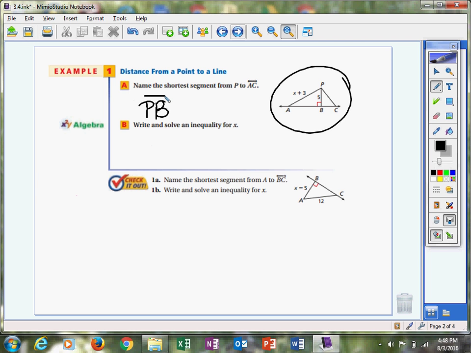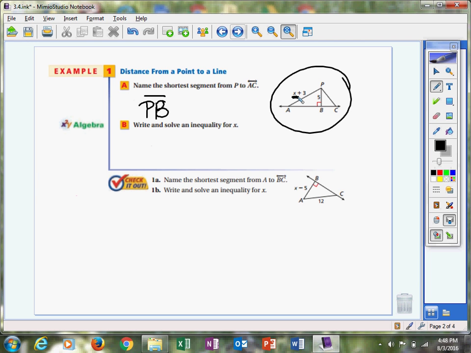Okay, now B's a little weird. Pay attention real quick, really dial me in, and we're going to write and solve an inequality for X. Now notice our X is located right here, and X is part of the length of PA. And we know the length of PB.